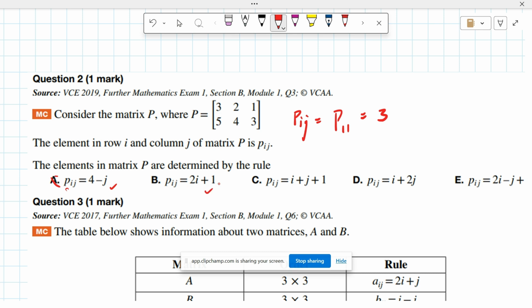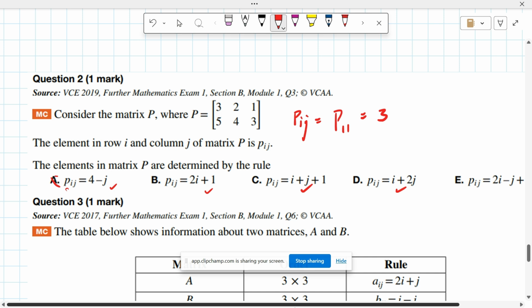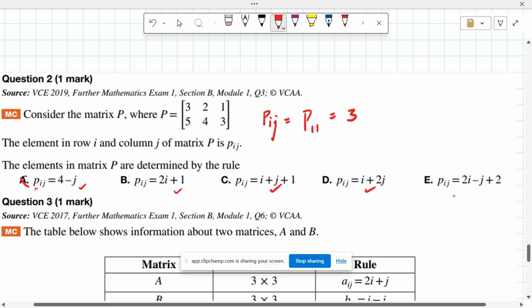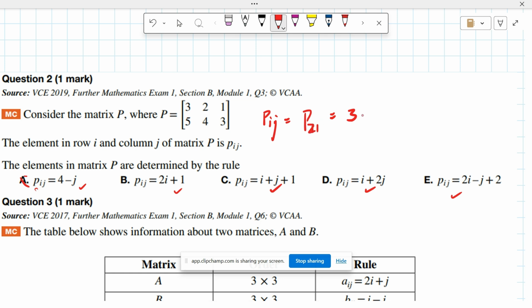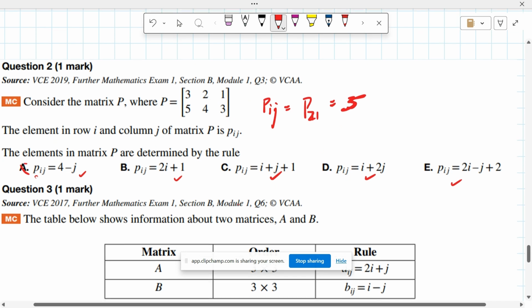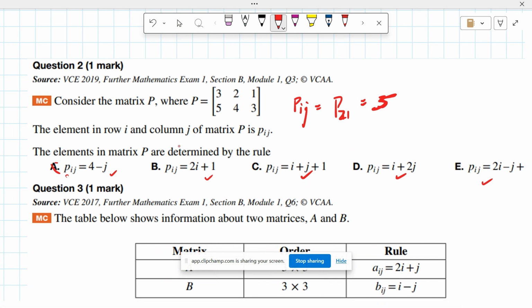2i plus 1 equals 3 as well. That one equals as well. This one equals as well. And the last one, 2 minus, yeah, that's correct as well. So now let's go to P21, which equals 5. Let's figure out which one is correct this time.